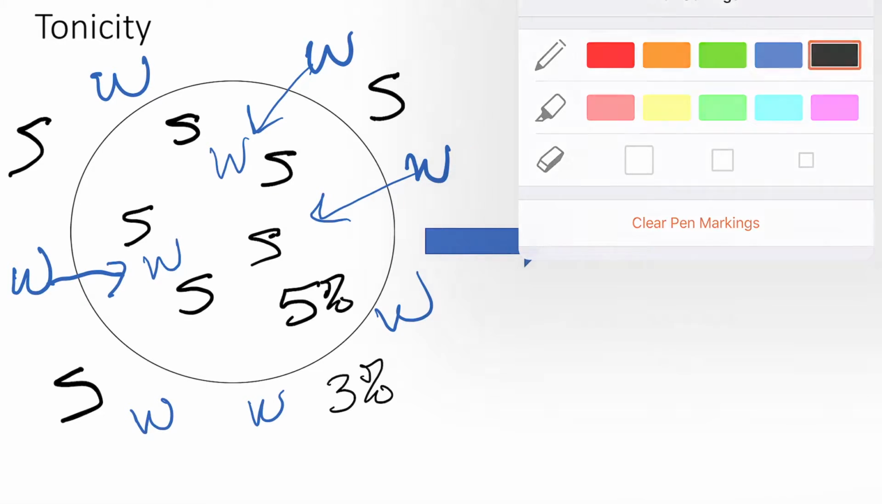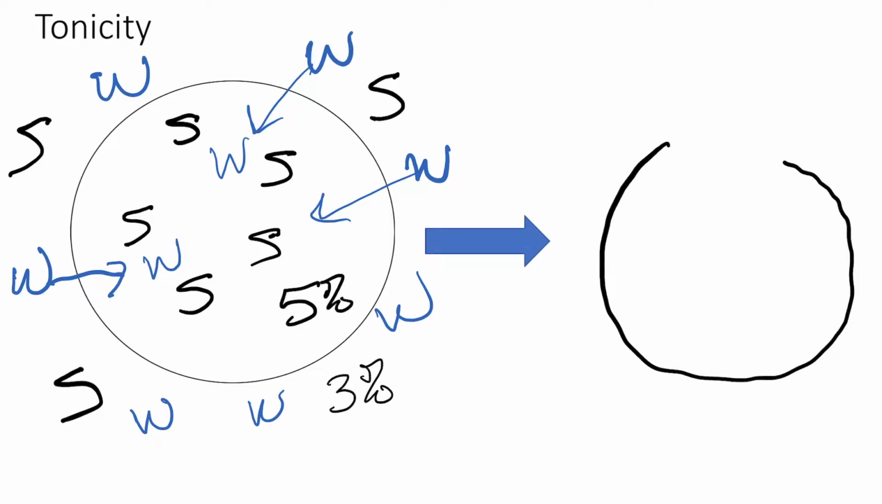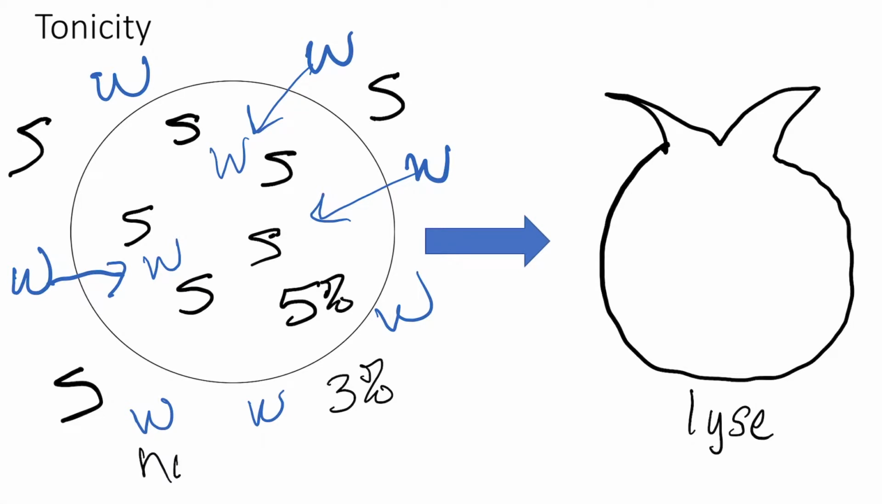And what ends up happening with this cell is that water rushes in, and it rushes in so much that the cell runs the potential of bursting or lysing. This is due to the tonicity, and instead of being hyper, which meant above, this is hypotonic. Hypotonic because 3% is less than 5%. It is below the tonicity of the cell.